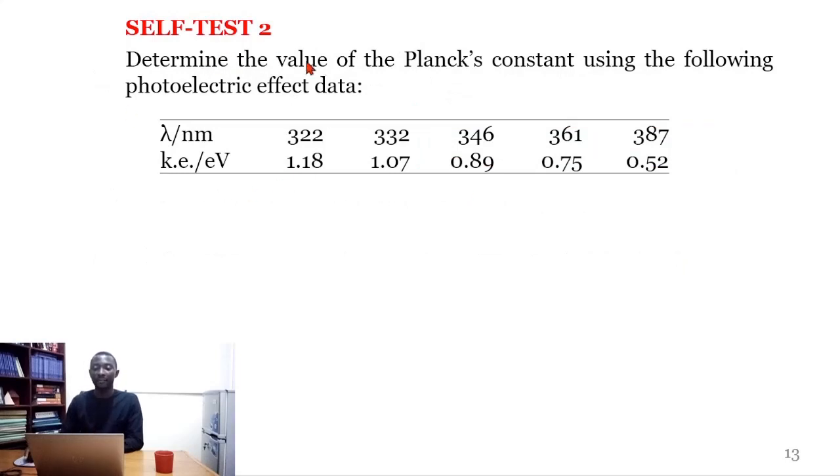Yes, so here is the second self-test question. It says determine the value of the Planck's constant using the following photoelectric effect data. This is wavelength. This is kinetic energy of ejected electrons. When you've solved this problem, you should have a value that agrees very closely with the literature value of Planck's constant.